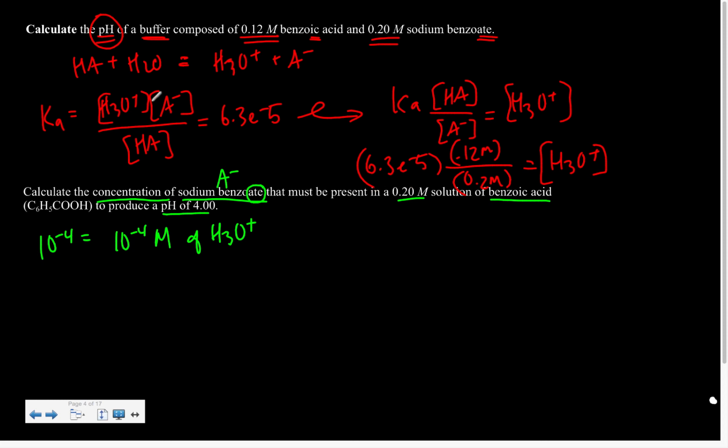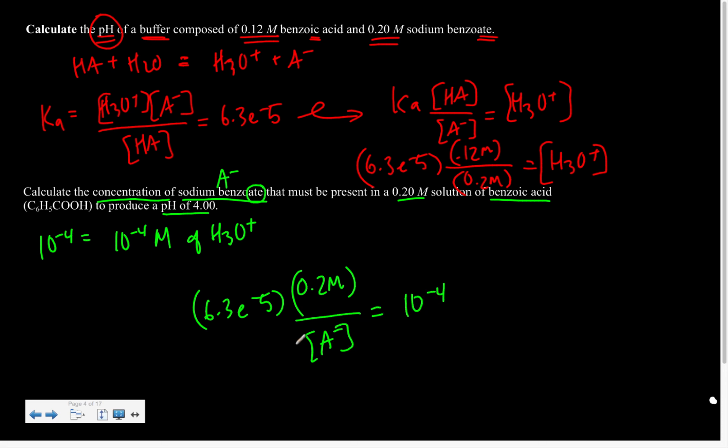So here, we could set this up again, and then we have all these pieces. So let's just go ahead and plug it in. We know 6.3 times 10 to the negative 5th. And then we know our HA is 0.2 molar. This is the piece we don't know. And we know H3O+ is 10 to the negative 4th. And then we're just going to solve for our A minus. Makes sense? All right, make sure you can do these.